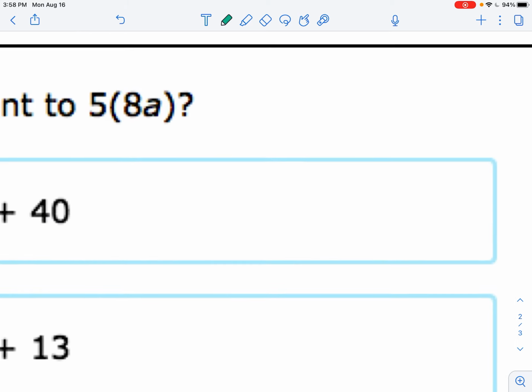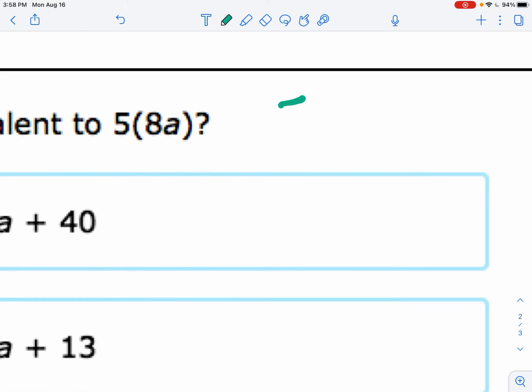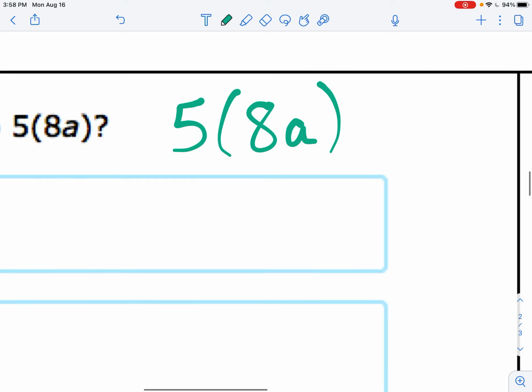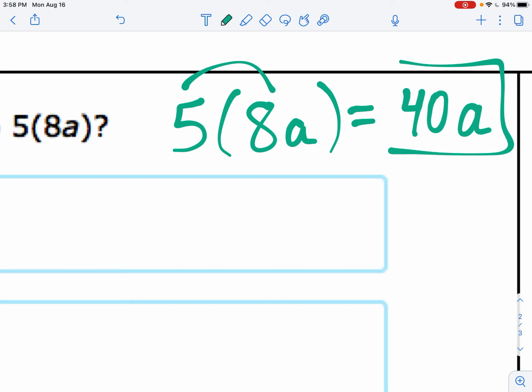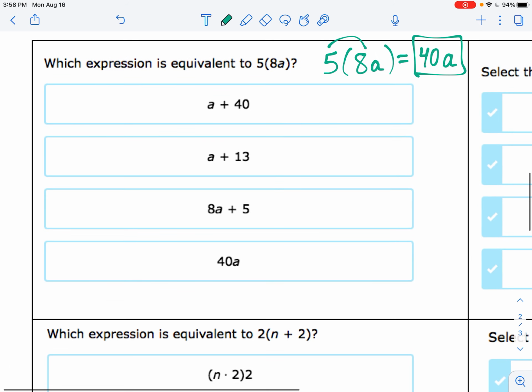How do I evaluate? If I asked you to simplify 5(8a), what would you do? Whenever I see those parentheses, what operation is that? It's invisible multiplication. So really, I could just distribute that and say, what is 5 times 8? That's 40. And then I still have my a. So 40a, do I see that here? Yeah, I see it, right? Those two things are equivalent because all I did was simplify, right? And we know when we simplify, we're not changing anything. It means the exact same thing, it just looks a little different. Okay, so that is our final answer.